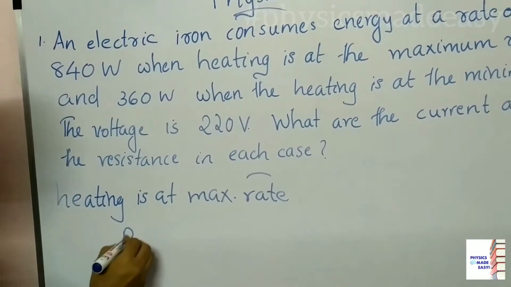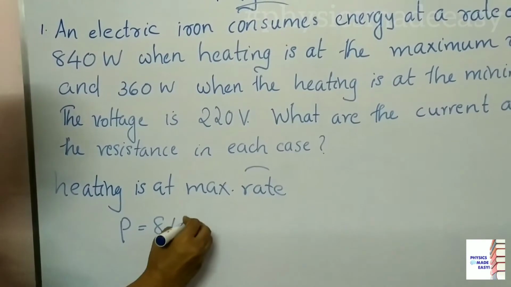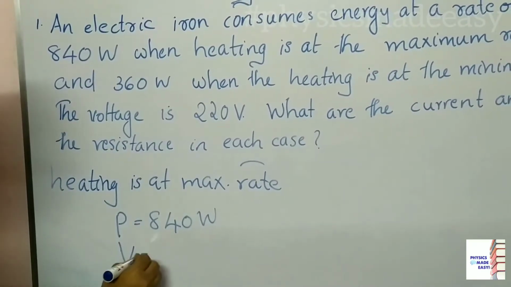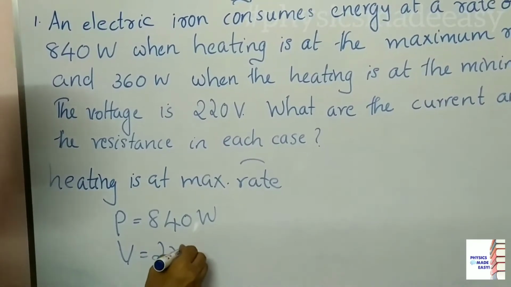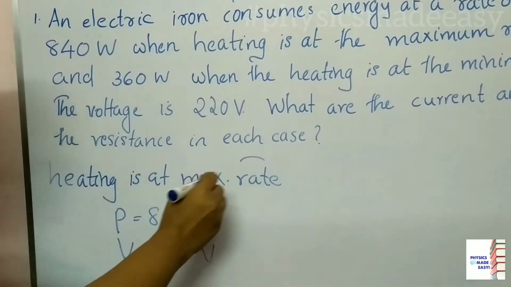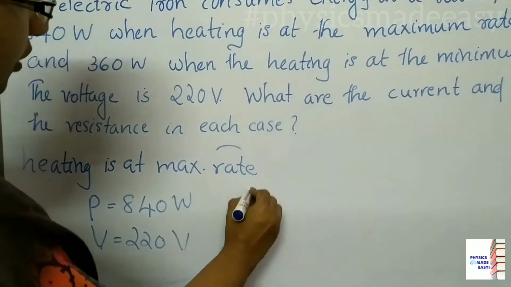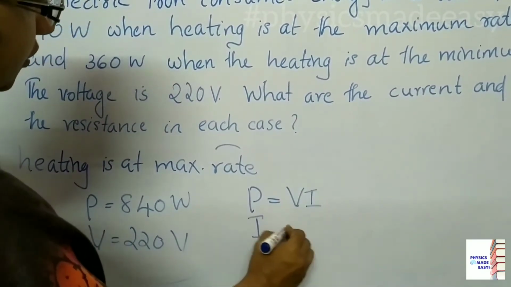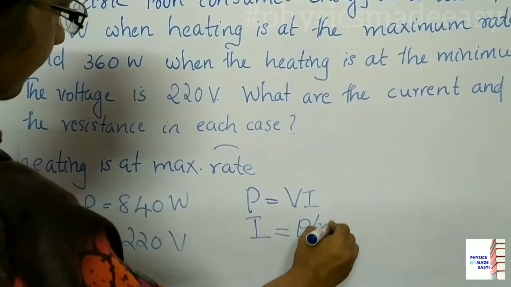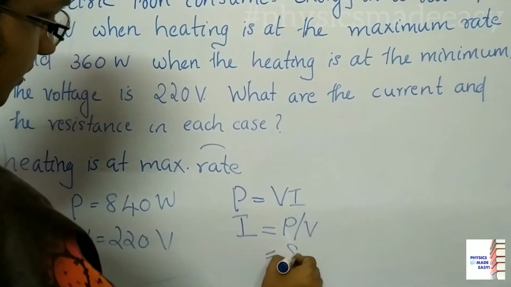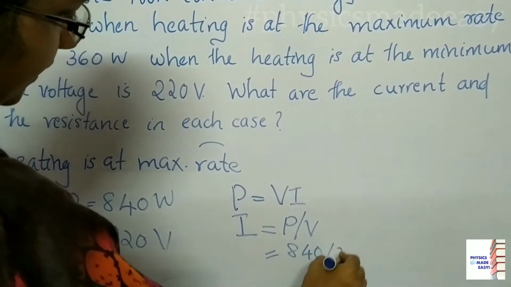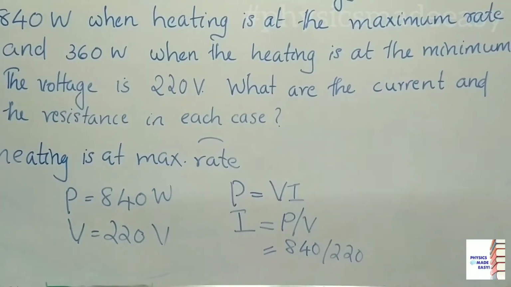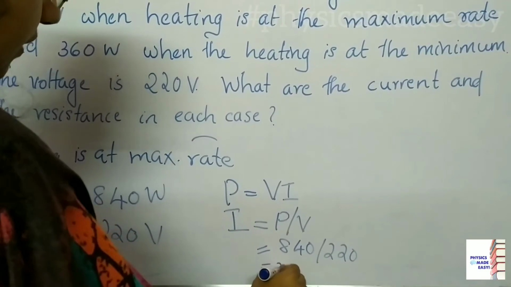power is given, P is equal to 840 watt. Voltage also given here, 220 volt. From this we can find the current. You know power is equal to V into I. I is equal to P divided by V, that is 840 divided by 220. What is the answer? You will get 3.82 ampere.